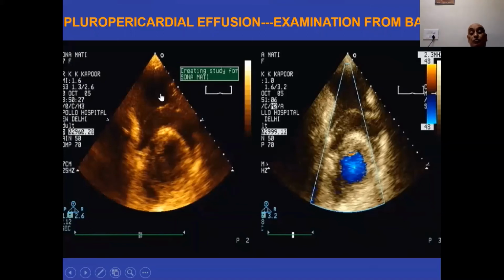Like this is the pleuropericardial effusion. You can see the parietal pleura and the parietal pericardium. This is the pericardial effusion. This is the pleural effusion. And you can see the view from the back here. This is the left pleural effusion. If you place it on the right side, if there's a right pleural effusion, you can get it.